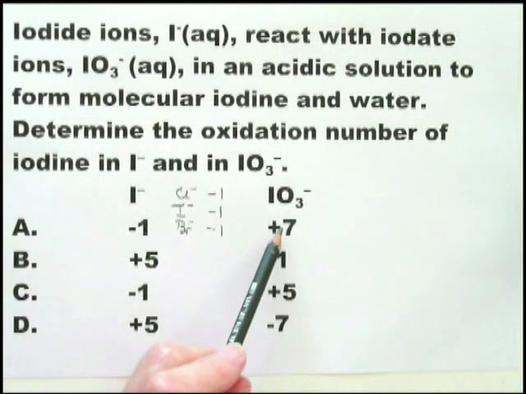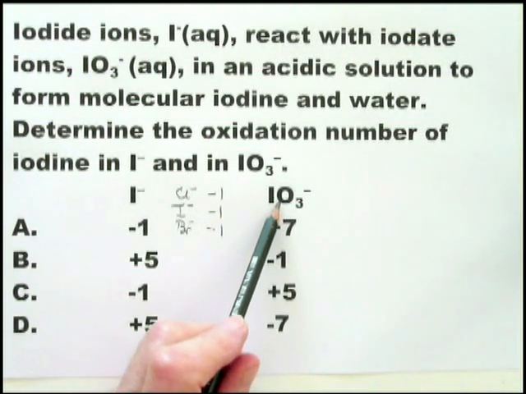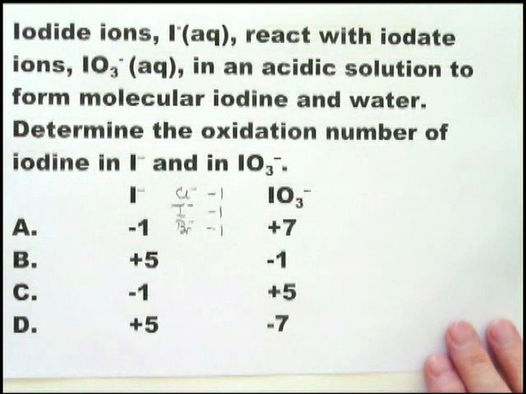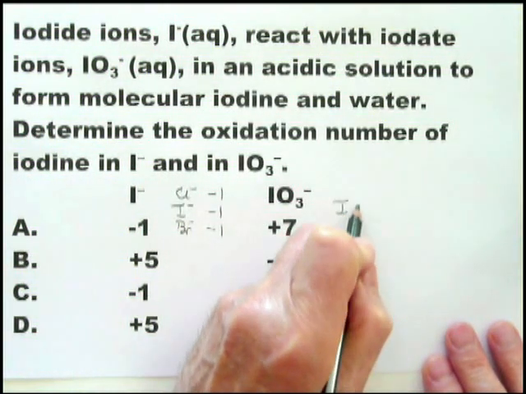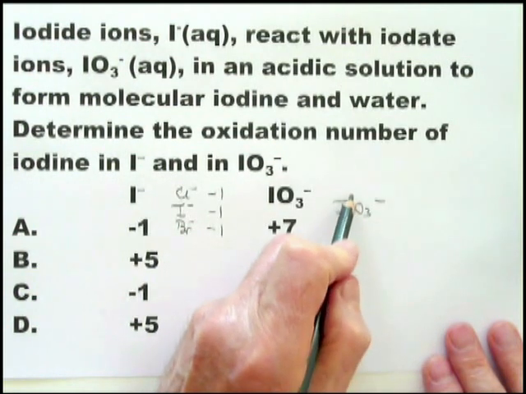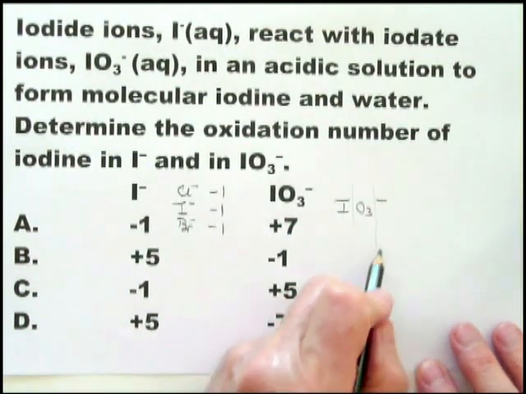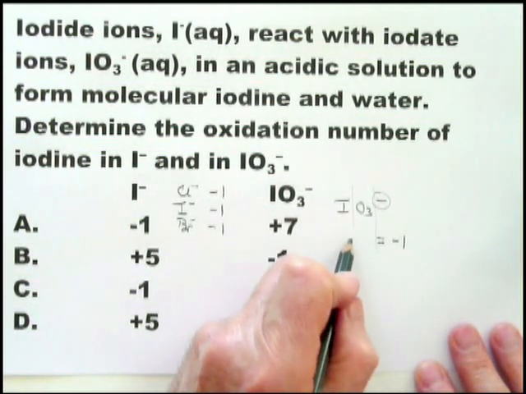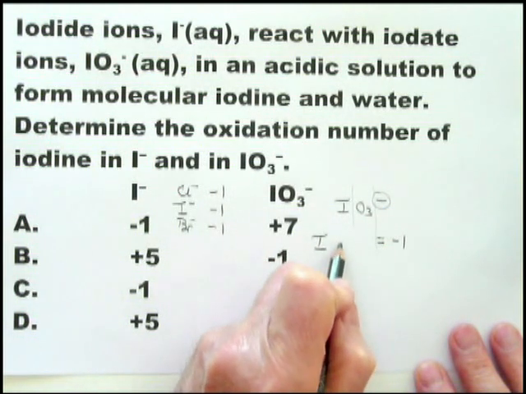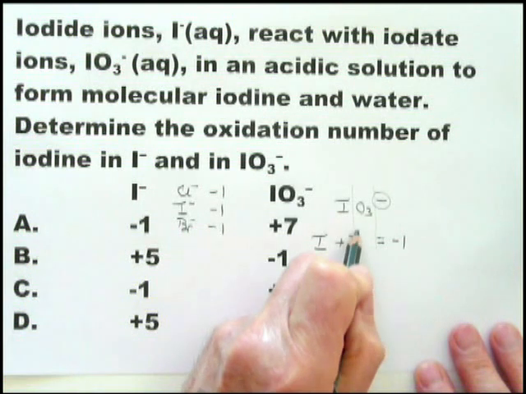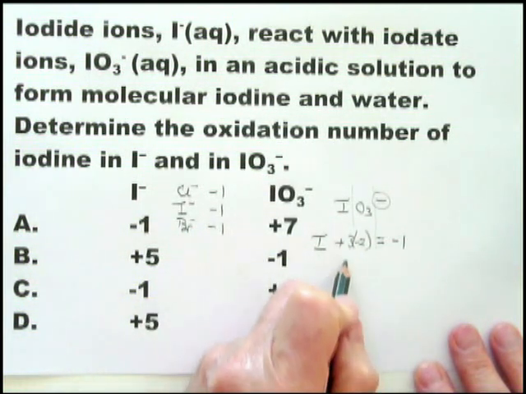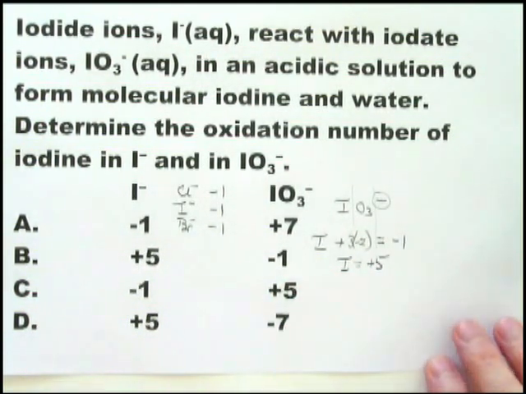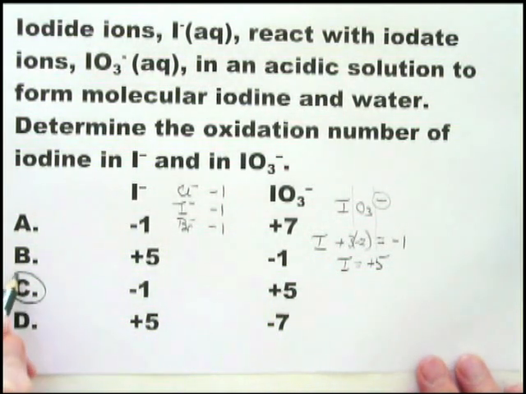And we have to decide whether the iodine in the iodate ion has an oxidation number of either plus 7 or plus 5. And we have to do a quick calculation for that. So the way I do it is IO3 minus, and I break it up into those 3 parts, and that therefore equals minus 1, because of the negative charge. And then the iodine is the unknown, plus the oxygen, 3 times minus 2 equals that. So I equals plus 5. Therefore, the answer is C.